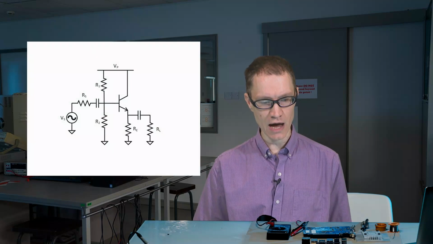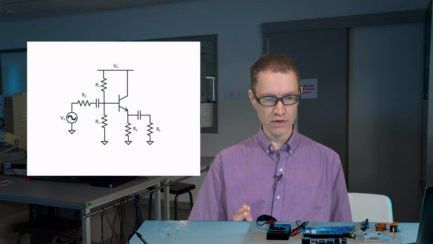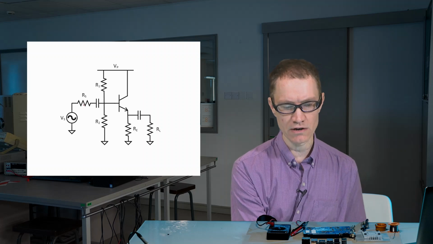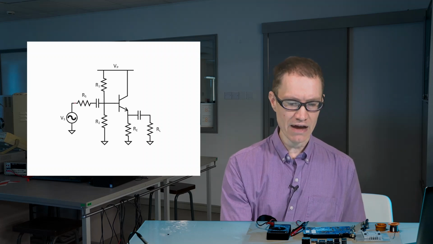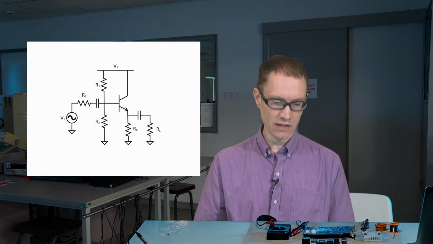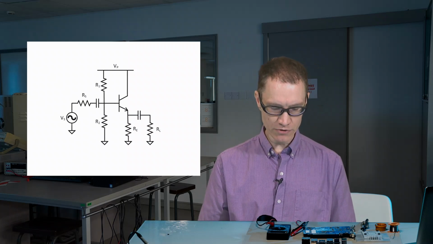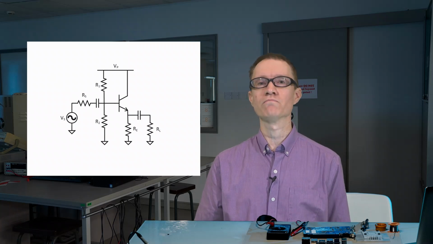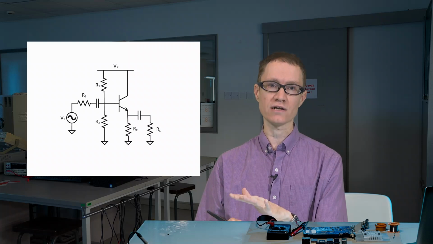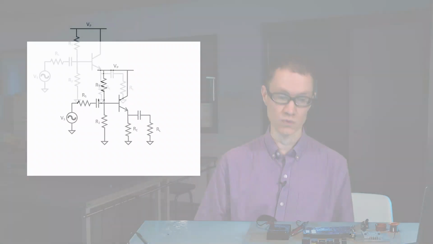So first, let's take a look at a typical common collector amplifier. We have a source over here with a particular source impedance R sub S, and we have a load resistor over here of R sub L, and the amplifier lies between the two. What I'm interested in finding in this video is the gain, or the ratio of the voltage across the load to the voltage across the source.